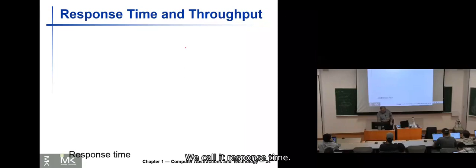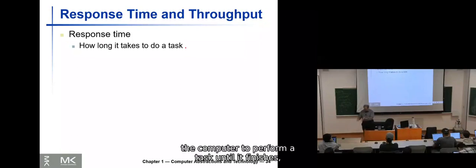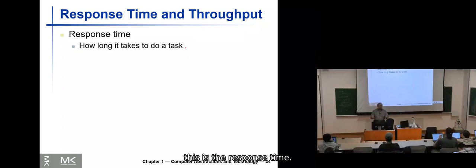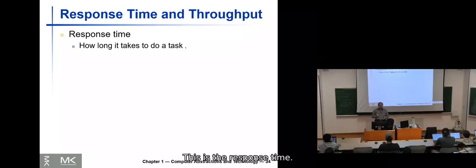So the time is the main performance criteria for us in computers. We call it response time. As soon as you ask the computer to perform a task until it finishes, this is the response time. You give a task and then you get the result. This is the response time. So how long it takes to do a task, this is important for us.